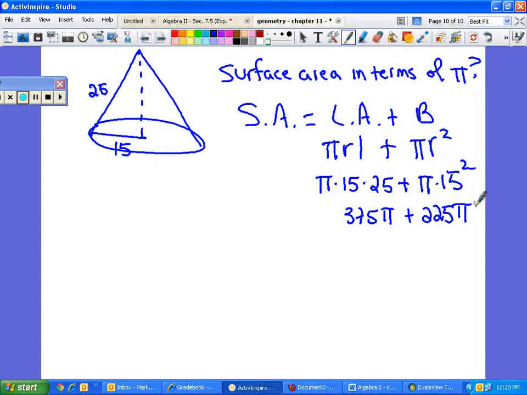Add these two together, we get 600 pi. And then the question didn't have the units, but it's centimeters squared.